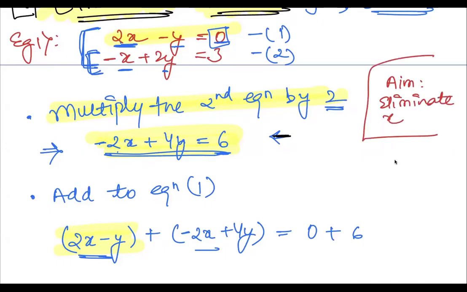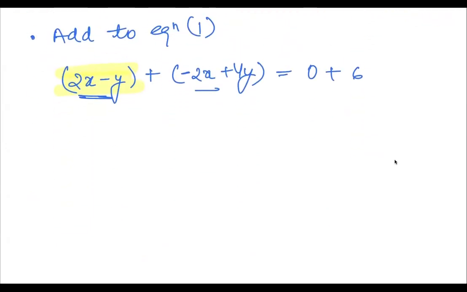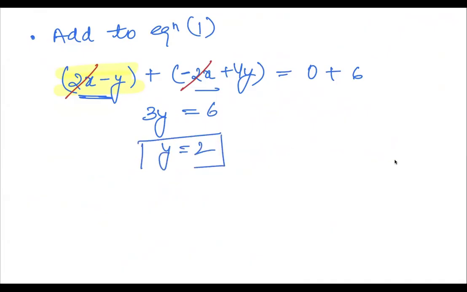The first aim is to do what? Eliminate x. So now we have 2x minus y, and if you see, can I cancel 2x and minus 2x out? And minus y plus 4y is what? 3y. And on the right hand side we have 6. So now y is equal to 2.